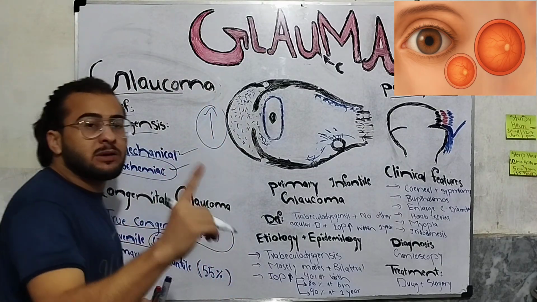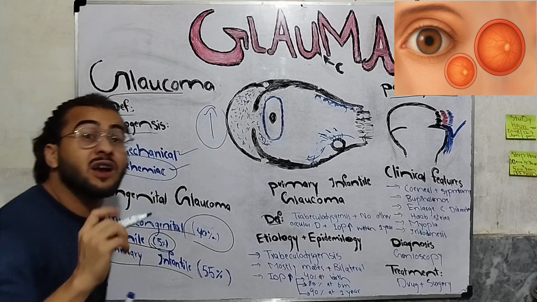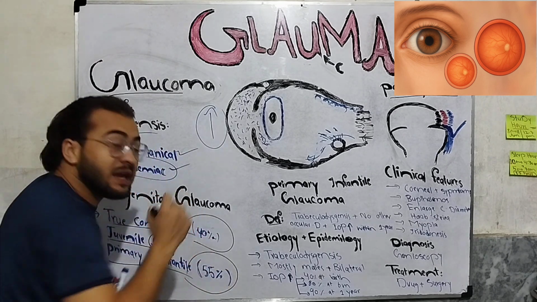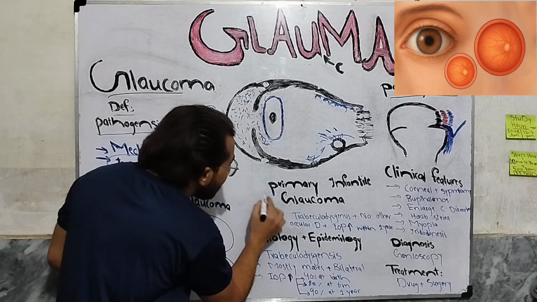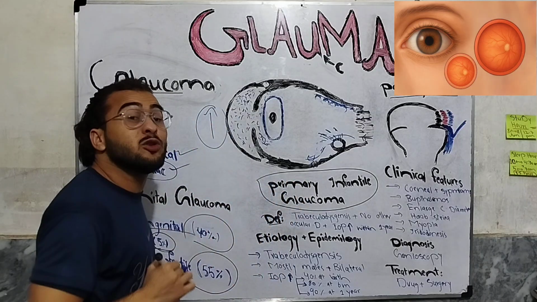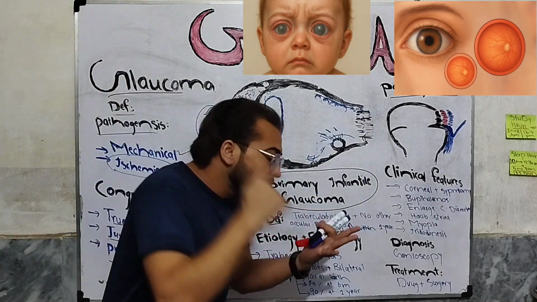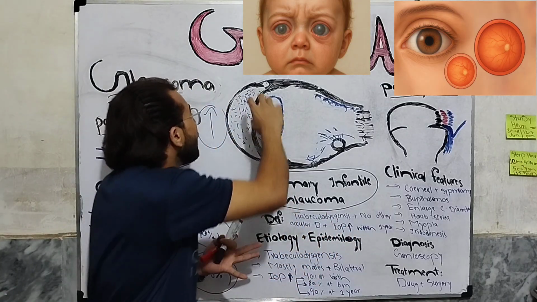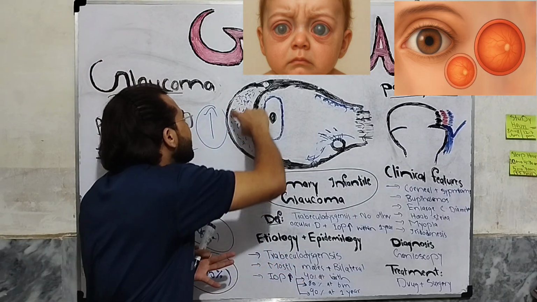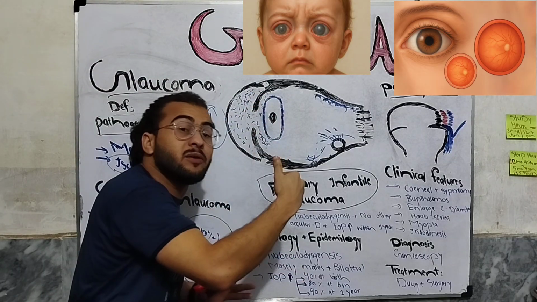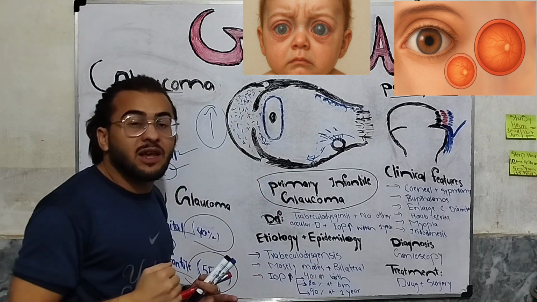Okay, the most common type of congenital glaucoma is primary infantile glaucoma, which accounts for 55% of all congenital glaucoma cases. That's why we will only focus on primary infantile glaucoma. Primary infantile glaucoma is the increased intraocular pressure due to impaired outflow of the aqueous humor. When the aqueous humor outflow is impaired, it will increase the intraocular pressure. This is called primary infantile glaucoma.